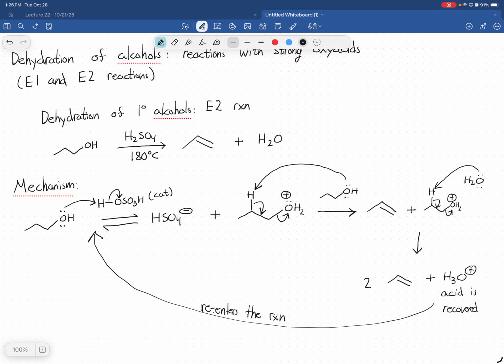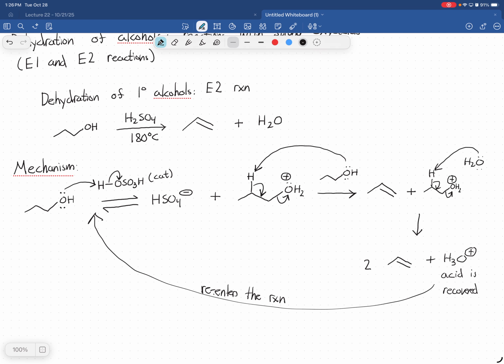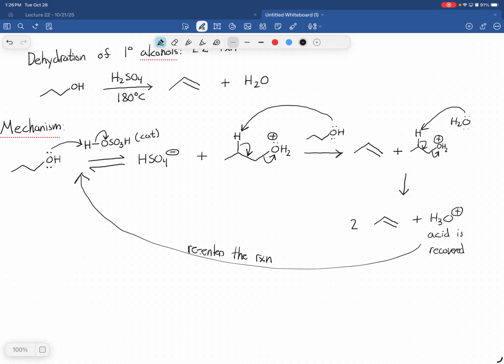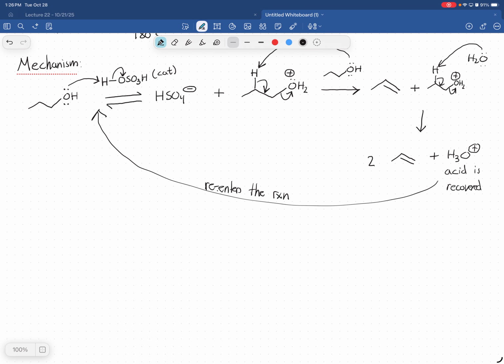All right, so that's primary. What do you guys think the mechanism will be for secondary and tertiary alcohols? Do you think it's going to be like E2 like this? Or is it different? Yeah, E1. So you're going to get the formation of what intermediate? Yeah, exactly. Carbocation.